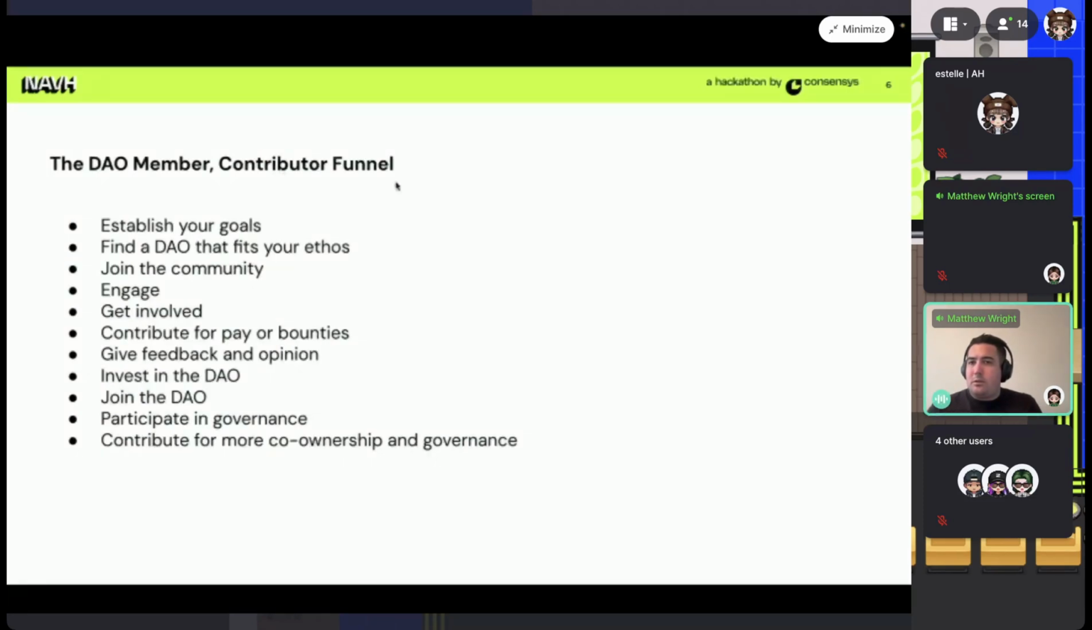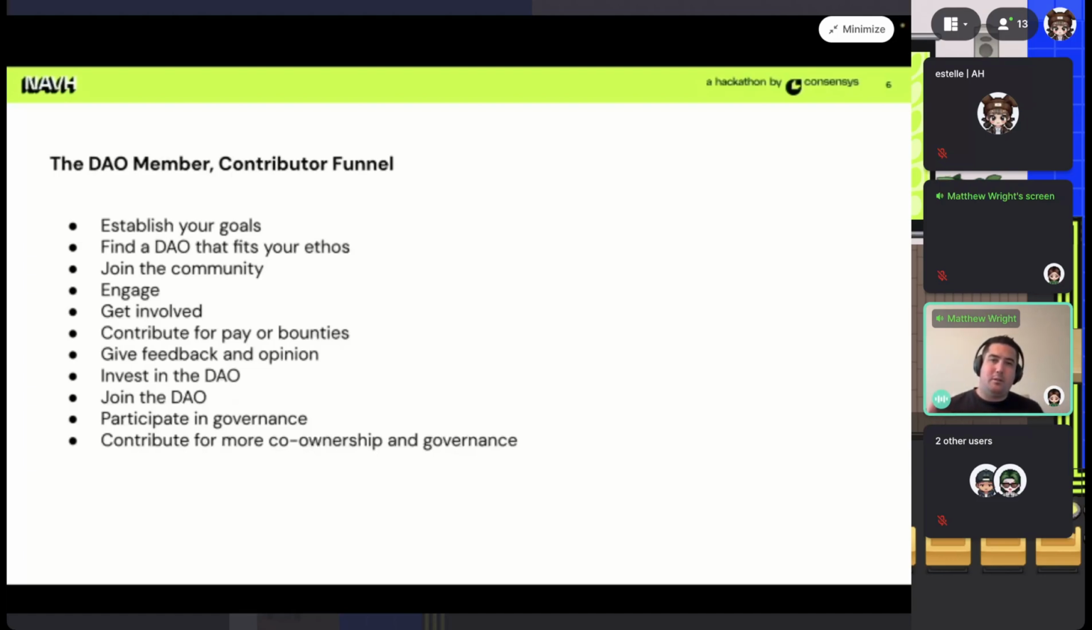Okay, so talking about the funnel, just for folks that are building for DAO contributors, here's a few of the layers you could build for. As you're looking to join a DAO, you're establishing your goals. You want to find a DAO that fits your ethos. You then want to join that community, and likely you don't need to purchase any token yet. You're just on the outside, being a lurker in the community. You then start engaging and seeing how you can participate, how you can contribute, what you can learn. This is very typical community 101. Those steps are just the basics of joining a community.